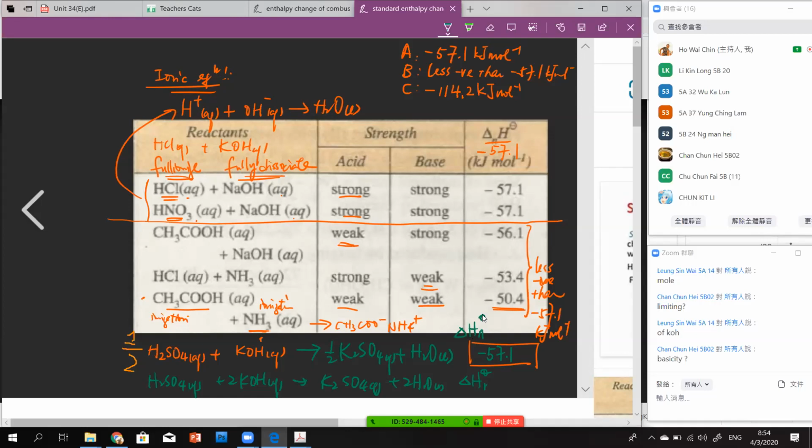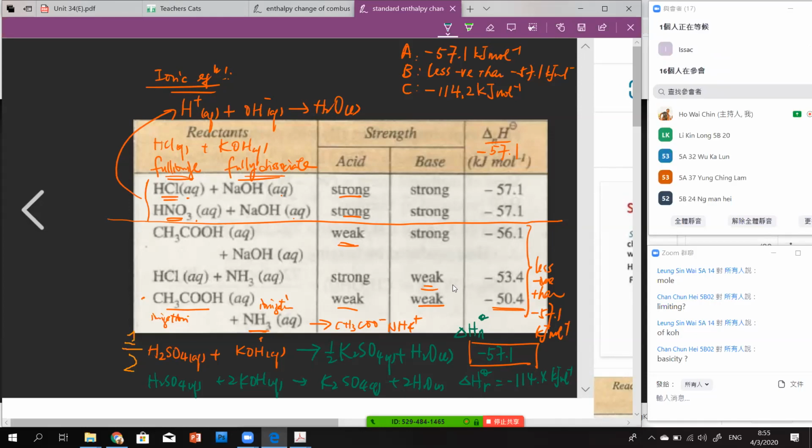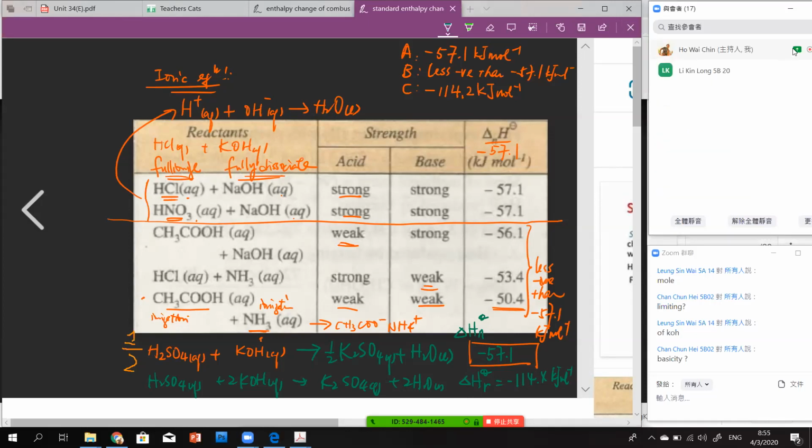So delta H of neutralization for the second equation is just delta H of reaction, which is exactly minus 114 point something kilojoule per mole. Of course, the data will not be absolute. There will be a slight difference, but you may see that it's just a multiple of the first equation. Okay, can you get the point?